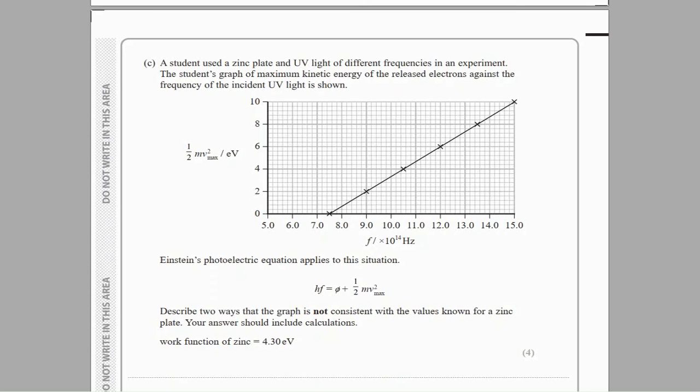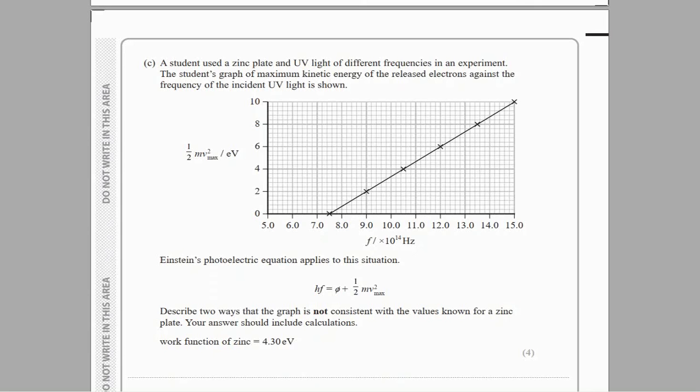the threshold frequency is given here, right? The value is around 7.5, right? The value is between 7 and 8, so it must be 7.5. So I know the threshold frequency. So what can you find out from threshold frequency? We all know when the frequency of light is equal to the threshold frequency, the energy of the photon is equal to the work function.